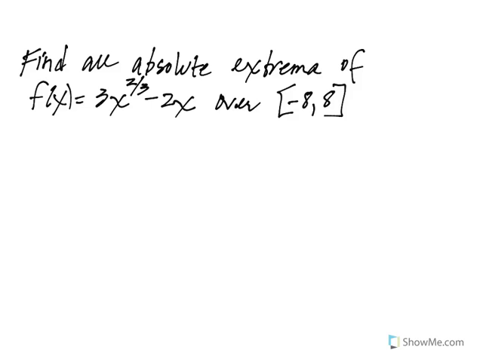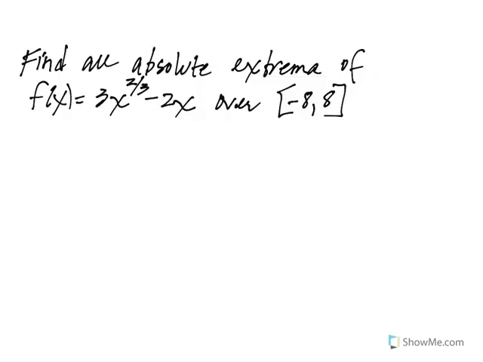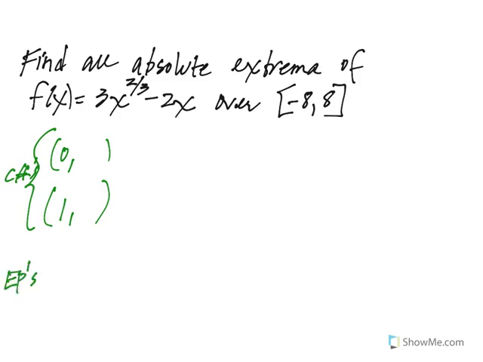So remember, what I need to do is check the endpoints and critical numbers. And we know from the work that we just did on the previous screen that my two critical numbers are 0 and 1. So those are going to go on my list. I've got 0 and I've got 1. I need to check both of those. And then I also have to check the endpoints. So I'm going to check -8, and I'm also going to check 8.